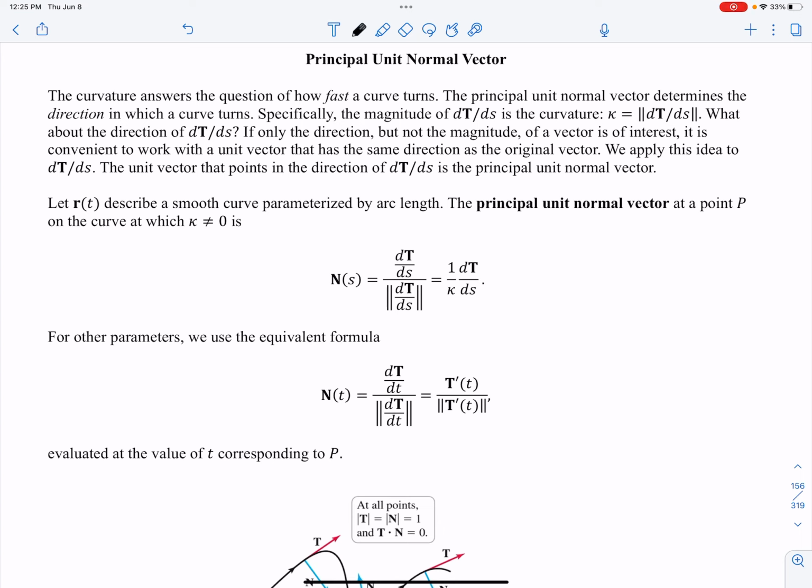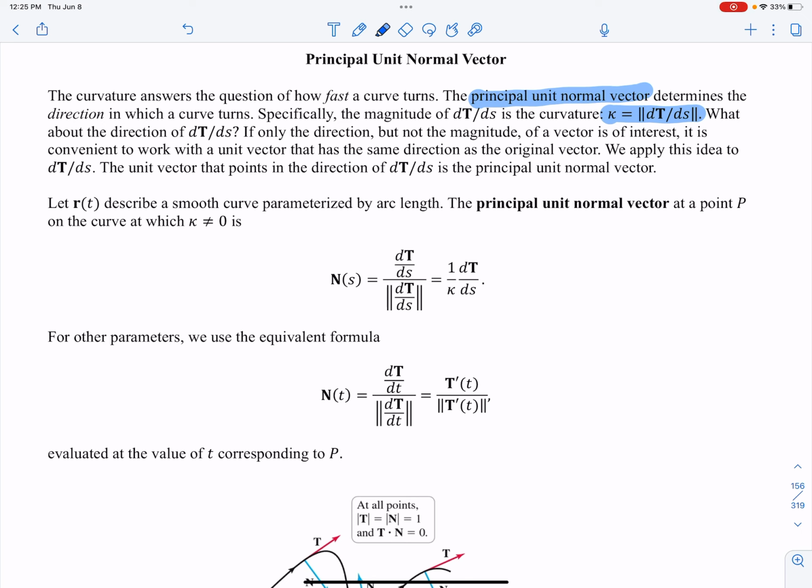The next thing we're going to talk about is called a principal unit normal vector. It determines the direction in which the curve turns. So curvature tells me how fast it turns. The principal unit normal vector tells me the direction it turns. Specifically, the magnitude of dT/ds is the curvature. That was in the past videos, so we determined that.